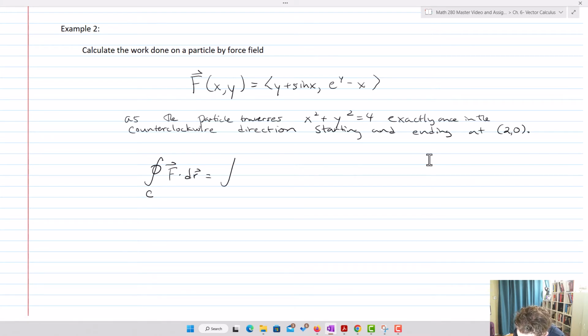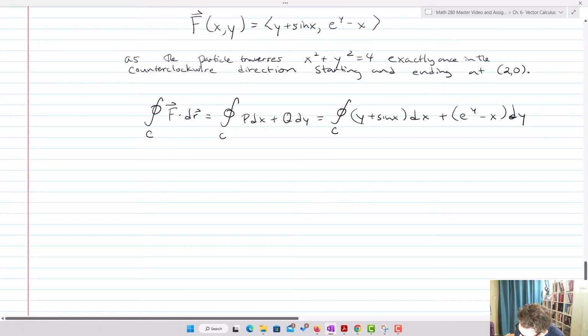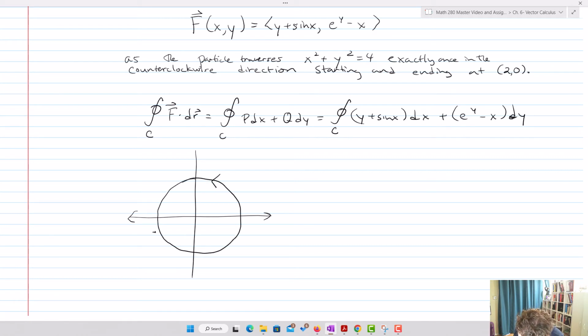And we know that that's going to equal the integral over C of P dx plus Q dy, which in this case is going to be the line integral around our curve of (y plus sine x) dx plus (e to the y minus x) dy, okay? Now, I'm going to look at the region here, and we're going to draw a picture of it. It's a circle of radius 4, oriented counterclockwise, okay?